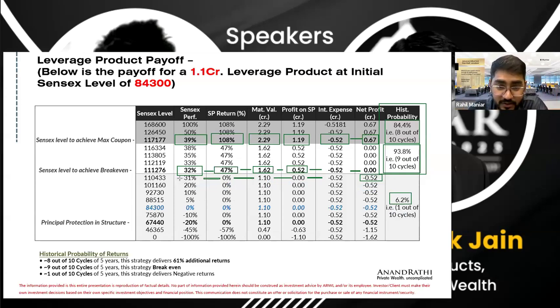The product has an inbuilt feature of principal protection till negative 20%. If the market falls below negative 20%, that is where you lose something from the product and you've paid the cost. So there's a double whammy over there.